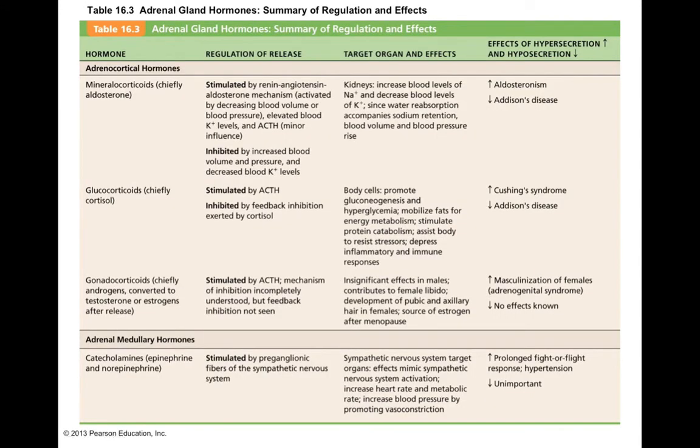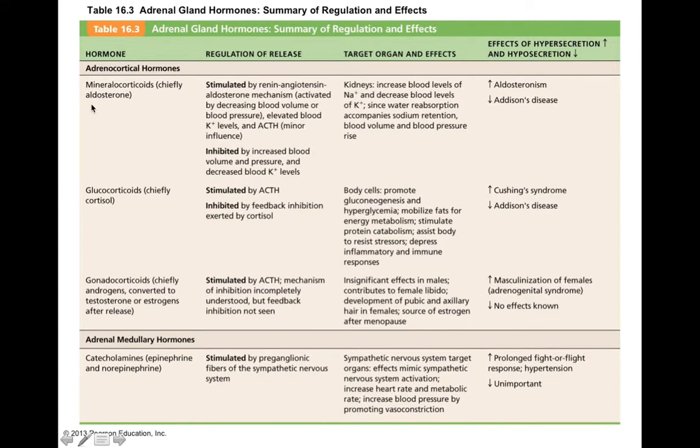Now, what we see here on this slide is a table summarizing the effects of each class of adrenal hormones. So up top, we're going to have the adrenal cortex hormones, as well as the adrenal medulla hormones down below. Now remember, we had 3 main classes of adrenal cortex hormones. Those were the mineralocorticoids, the glucocorticoids, and the gonadocorticoids, and these classes of hormones were released by the respective layers in the adrenal gland, or adrenal cortex.